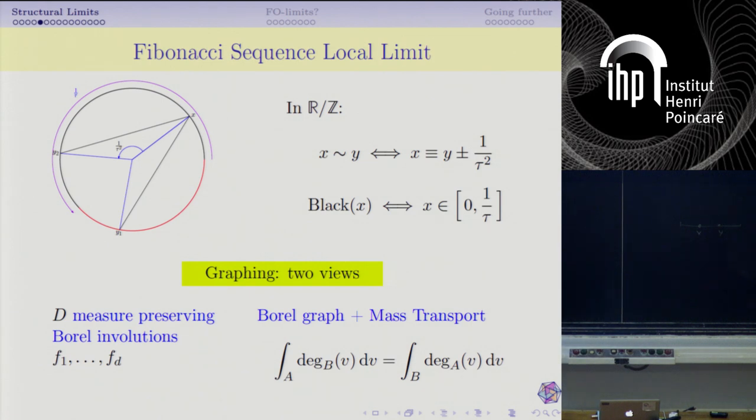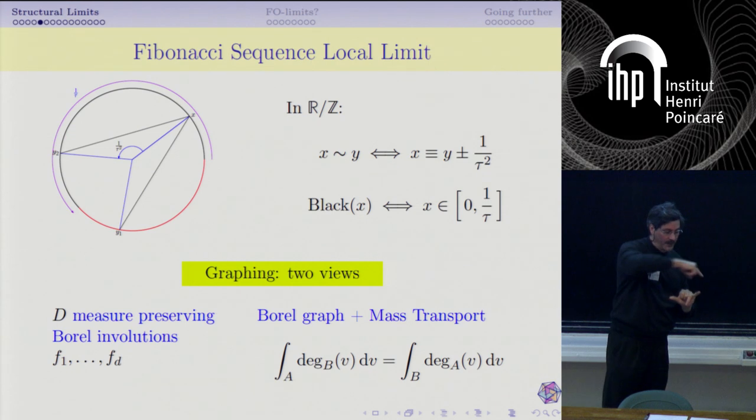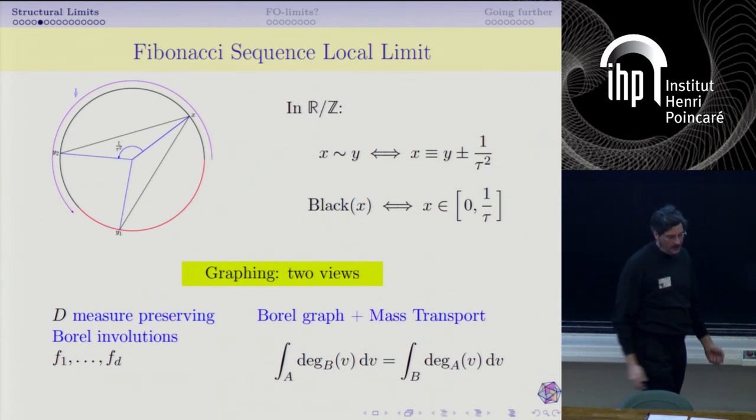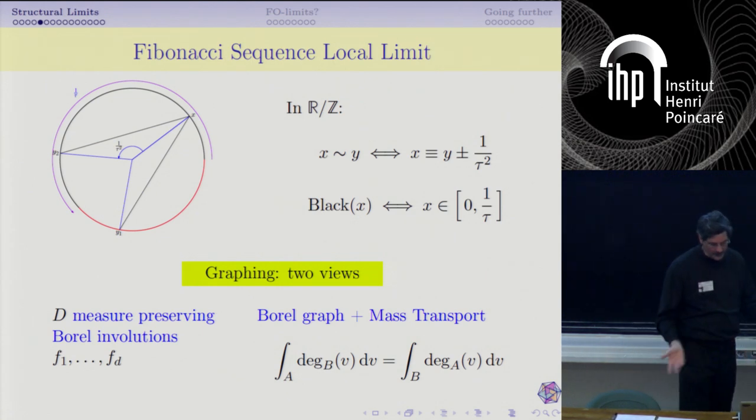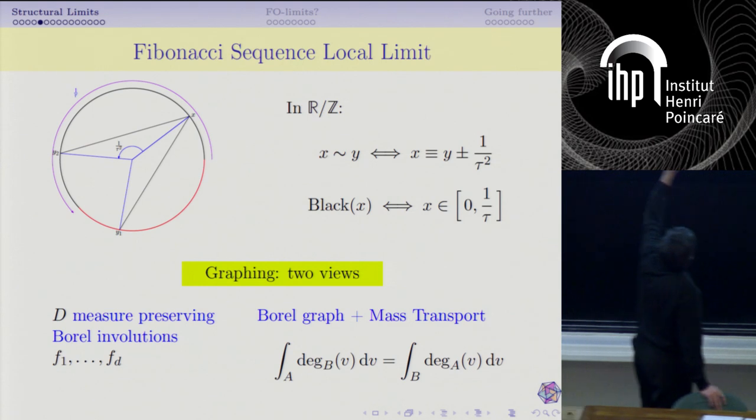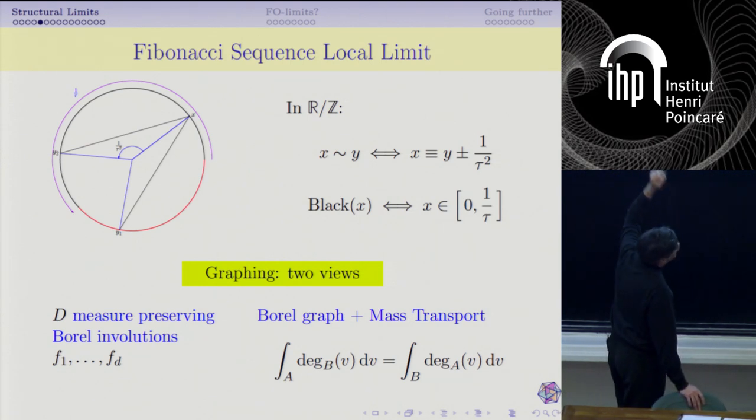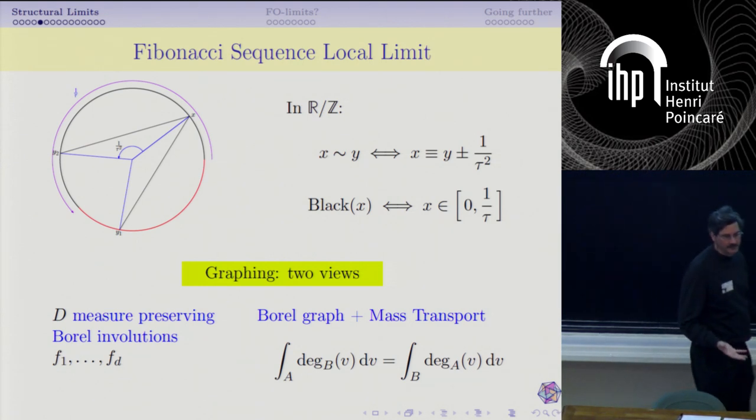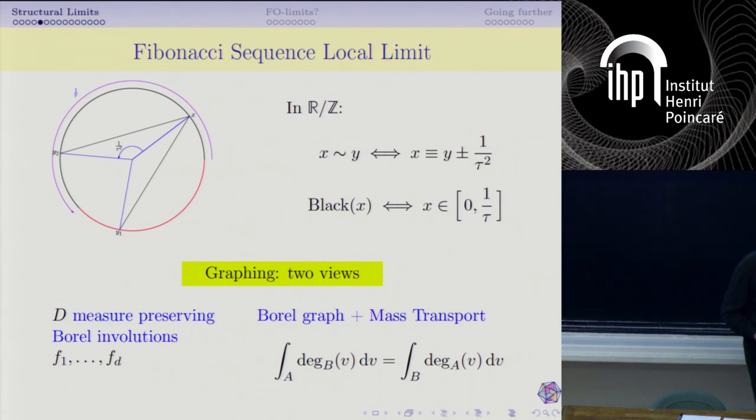And the fact to rotate by some angle, or to make a symmetry, is obviously measure preserving. And moreover, it is clear that the set of edges of your graph will be Borel. It will be a nice measurable subset of the square of the vertex set.